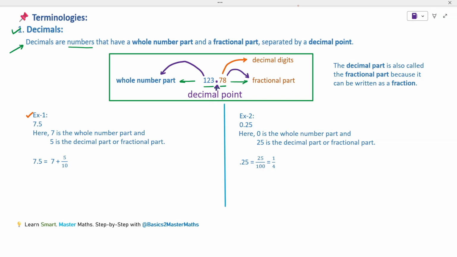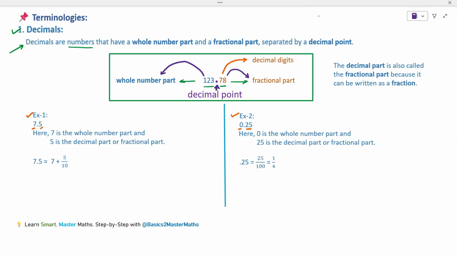Example 1, 7.5. Here, 7 is the whole number part and 5 is the decimal part or fractional part. Example 2, 0.25. Here, 0 is the whole number part and 25 is the decimal part or fractional part.